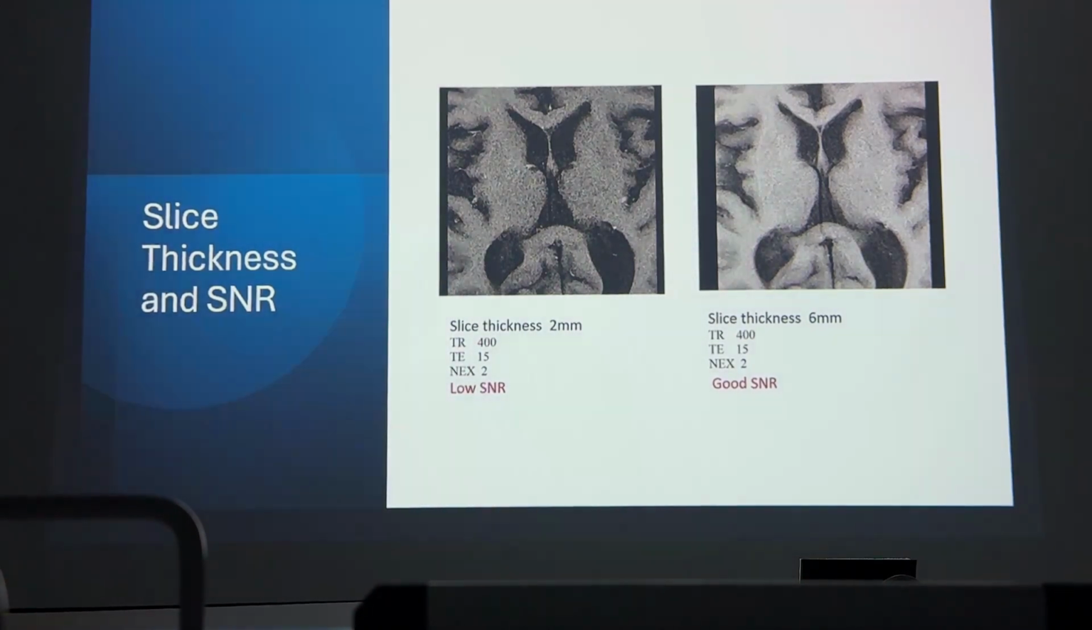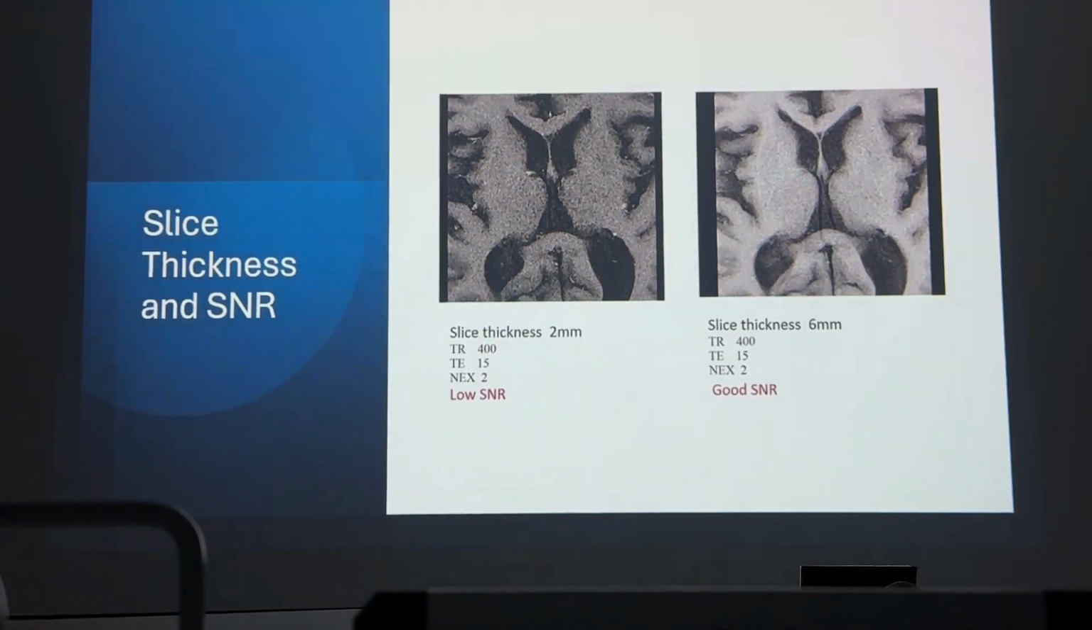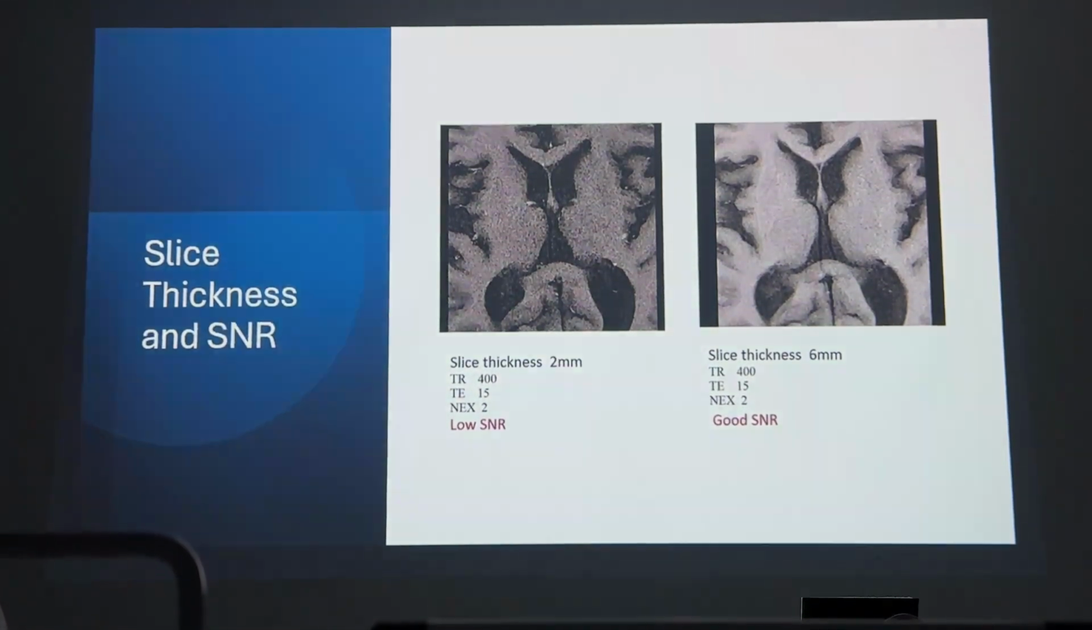If we go to the matrix, the matrix has a reverse relationship with the SNR. Increasing the matrix size will reduce the SNR because of reducing the size of the voxel and reducing the signal received by the pixel.